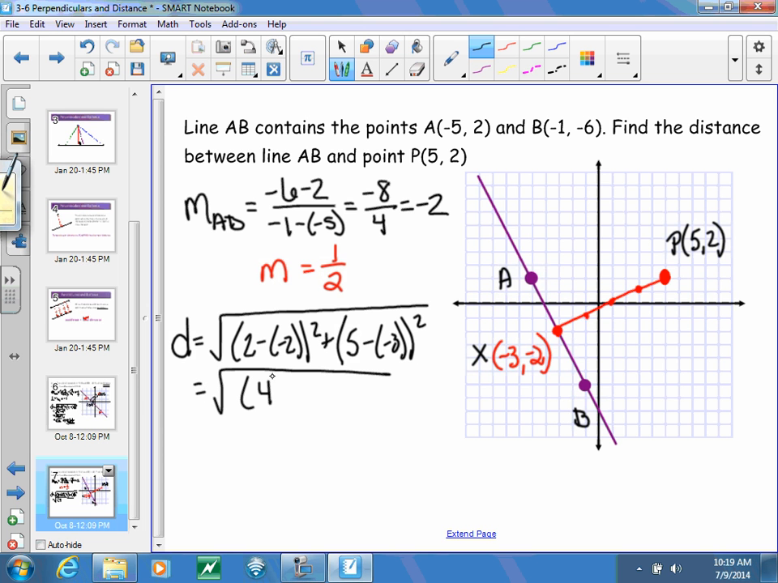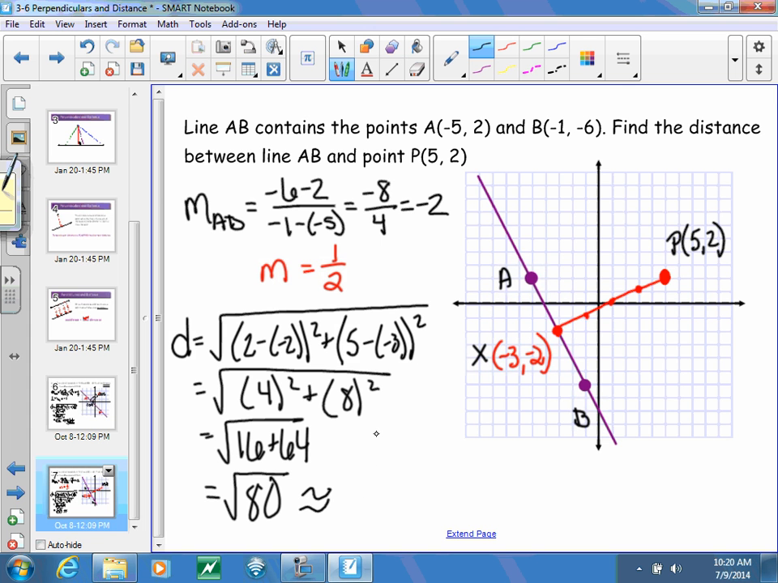So I end up with 4 squared plus 8 squared. So I have 16 plus 64. And I end up with the square root of 80. So the distance from point P to point X that I have there is the square root of 80, which the approximate measure of that is 8.94.